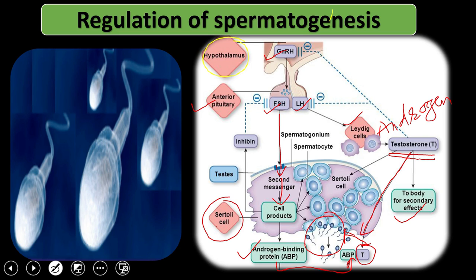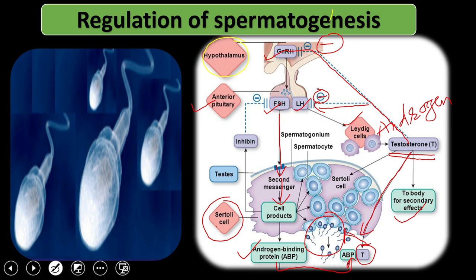It also gives negative feedback to the hypothalamus as well as the anterior pituitary gland in excess concentration. If testosterone is released in excess, it gives negative feedback to LH, ultimately the anterior pituitary gland as well as the hypothalamus. It inhibits both. So no testosterone, no spermatogenesis. If there is excess spermatogenesis, then testosterone itself inhibits the cycle.